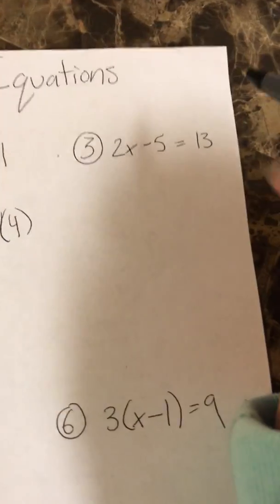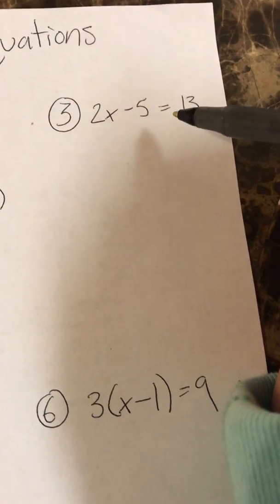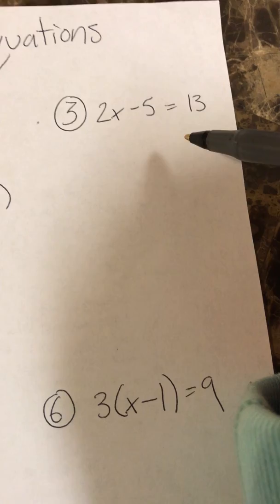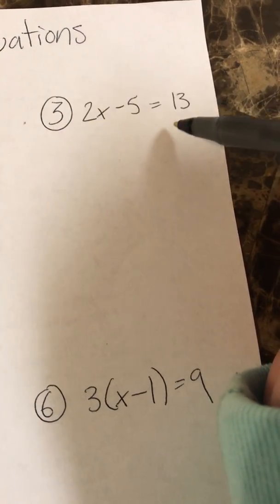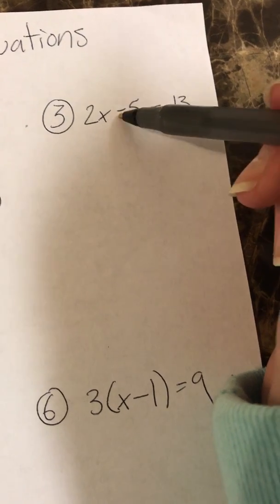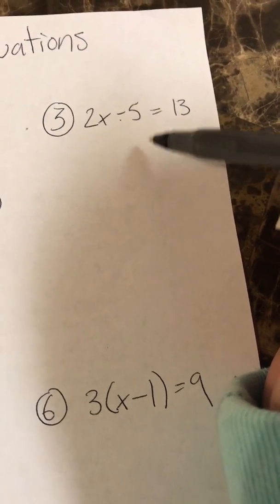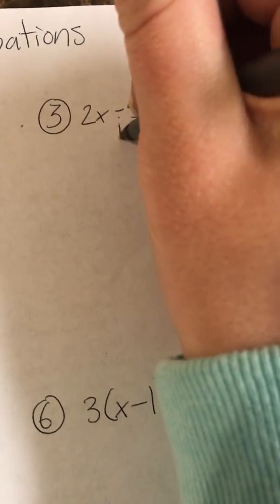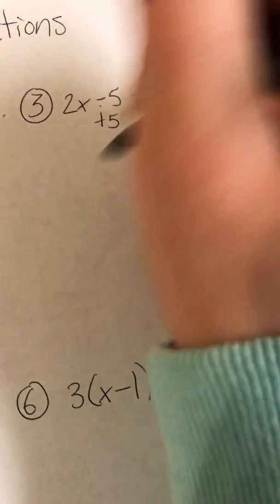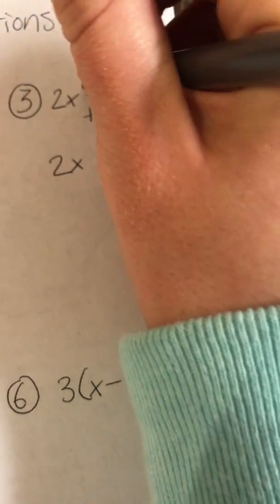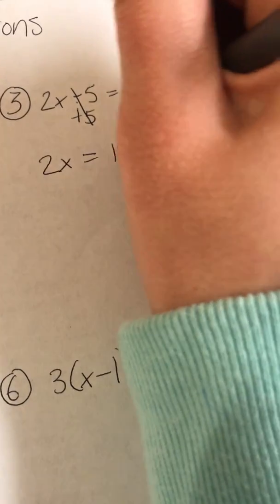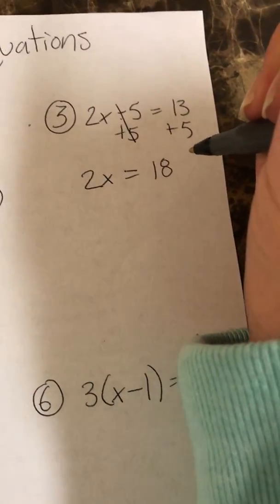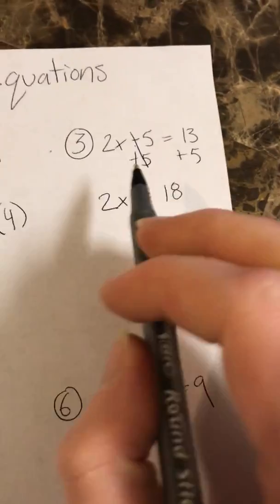Now your number 3. 2x minus 5 equals 13. Okay, so we have to figure out what's the easiest one to get away from the problem right now. So it looks like this minus 5 might be the easiest to take away. So we're going to go ahead and do plus 5 to both sides, which will give us 2x equals 13 plus 5 is 18. So now we have 2x equals 18.